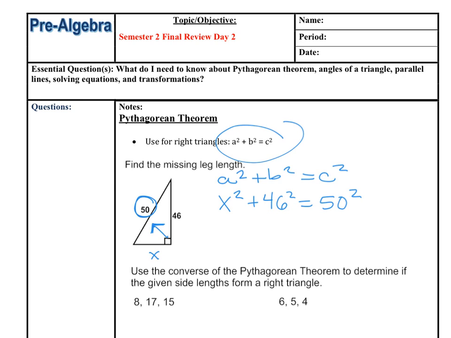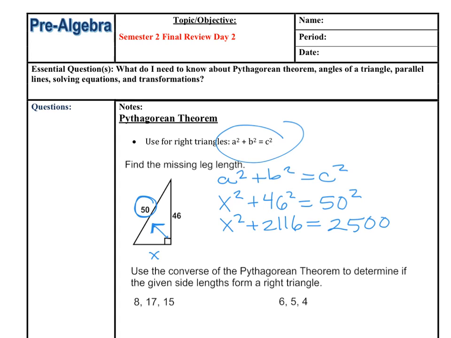Now I'm going to calculate what those squareds are. So 46 squared, if I do that in my calculator, then I get 2,116. And then 50 squared is 50 times 50, which would be 2,500. So now I've plugged in everything into Pythagorean theorem. Now I need to solve for x.